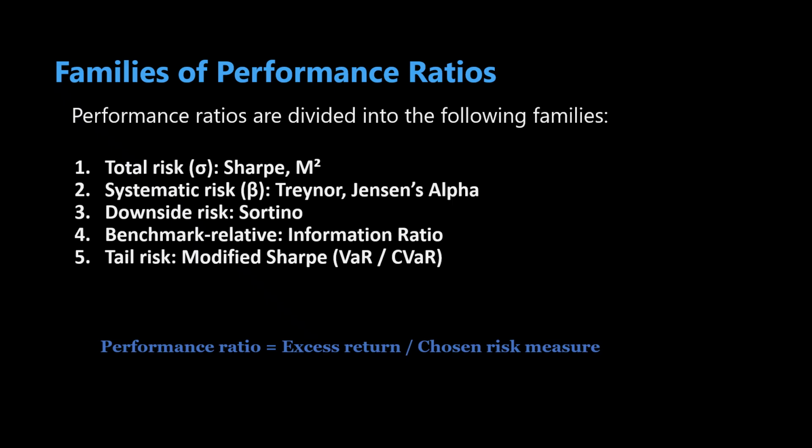There is also a fifth, more advanced family: ratios that are based on tail risk, like the modified Sharpe, which replaces standard deviation with value at risk, or conditional value at risk, also called expected shortfall. We will cover all these concepts with numerical examples in this tutorial. Knowing which family a ratio belongs to will immediately tell you when it's appropriate to use. And that logic is exactly what the FRM exam tests.